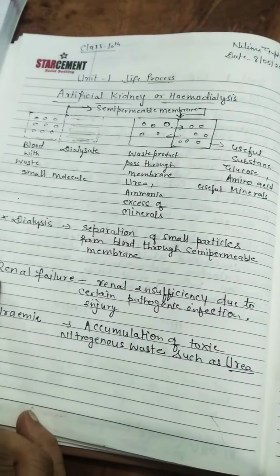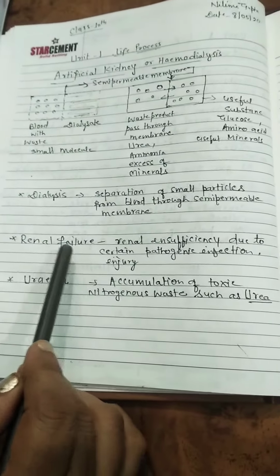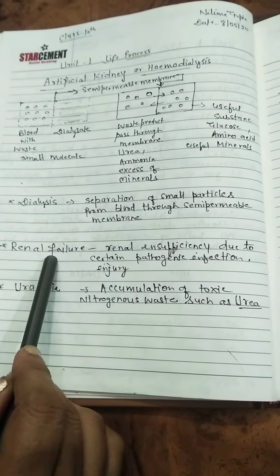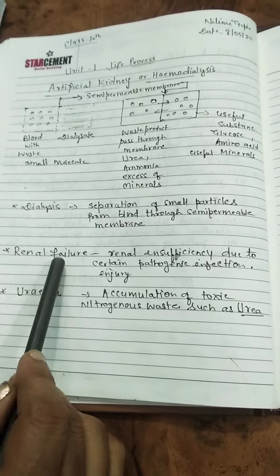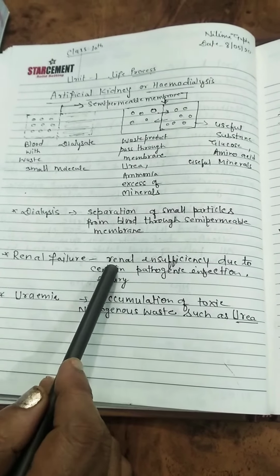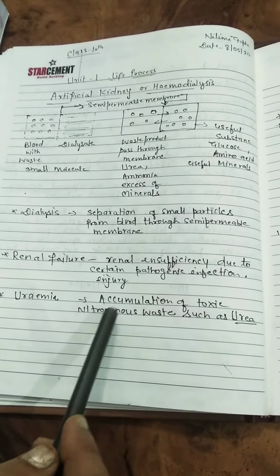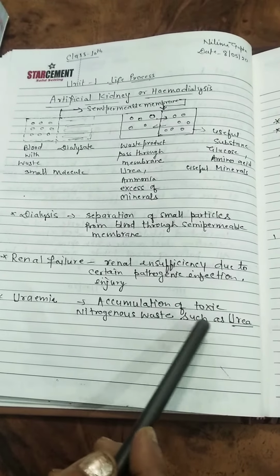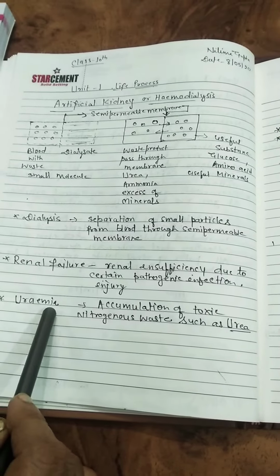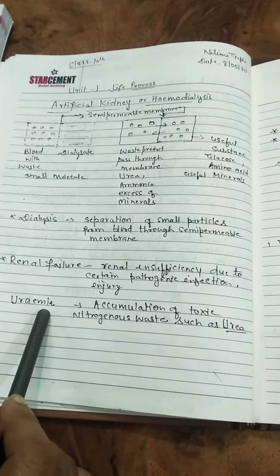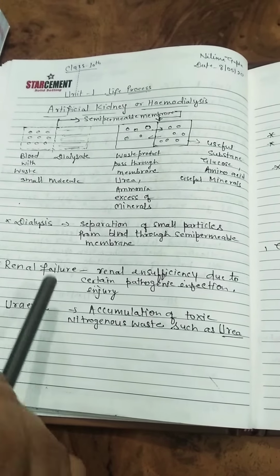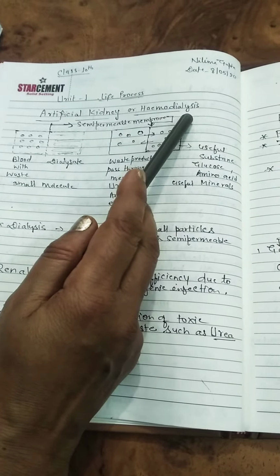Now, next topic, that is renal failure. Why does renal failure occur? Due to certain pathogenic infection or injury, there is renal insufficiency to purify the blood, which causes accumulation of toxic nitrogenous waste such as urea, that causes uremia. Uremia is fatal, which leads to death of the patient. That's why an artificial kidney or hemodialysis is needed.